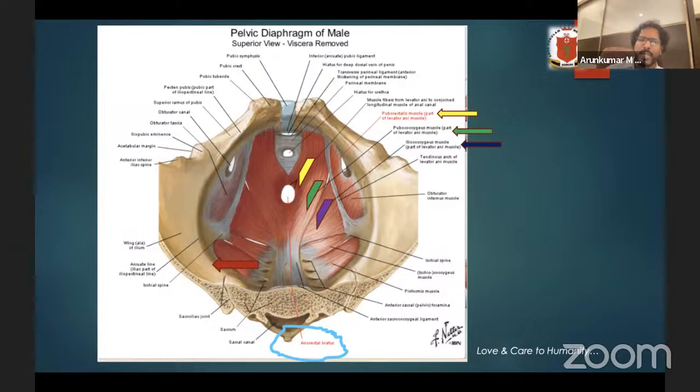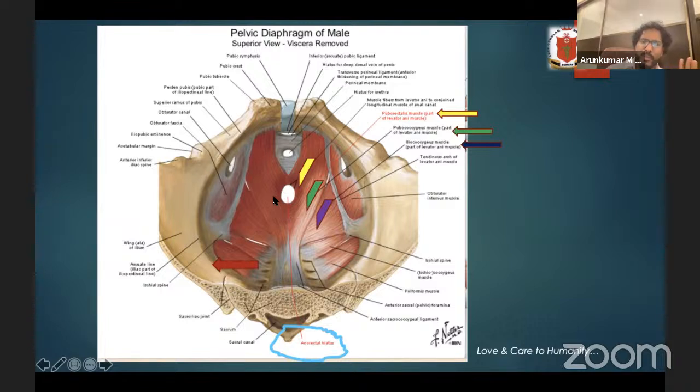So one important anatomical landmark we would like to highlight is the anorectal junction, the border of which will be the puborectalis muscle, which imparts an important function for continence. So the yellow one is the puborectalis, the green one is the pubococcygeus, and the violet one is the iliococcygeus. These three actually constitute the levator ani.